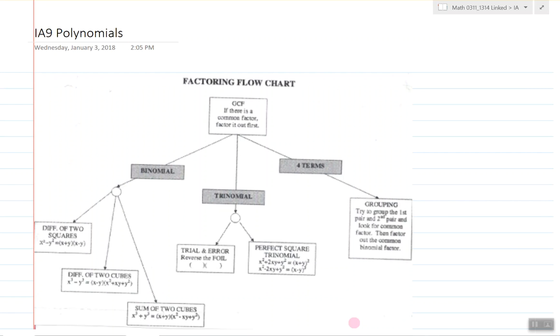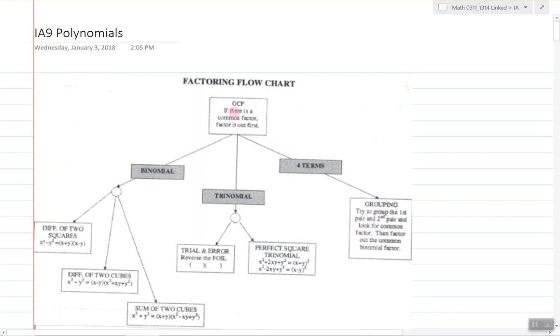In this lesson, we're going to continue with the study of factoring polynomials. This is IA9. Last lesson, we factored polynomials by factoring out the greatest common factor, and we did some grouping. So if we take a look at our factoring flowchart, we have done this, greatest common factor, and then we had some polynomials that had 4 terms, and we did some grouping.